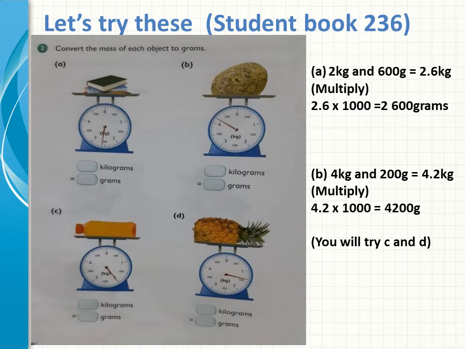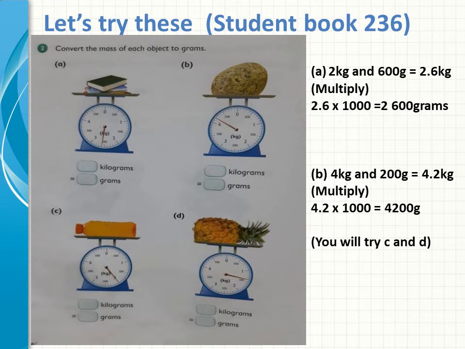Now it says that we should convert it to grams. How will we convert 2.6 to grams? Is it multiply or divide? It's multiply because we are converting from big units, which is kilograms, to small units. So we multiply. You remember that? Okay, good. So 2.6 multiplied by 1,000 is 2,600 grams. And the next one, 4 kilograms.